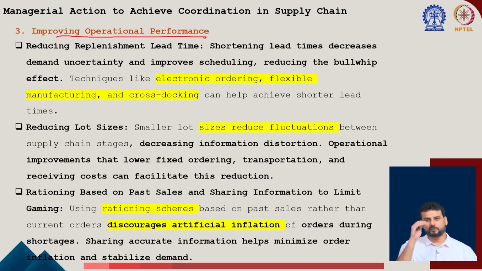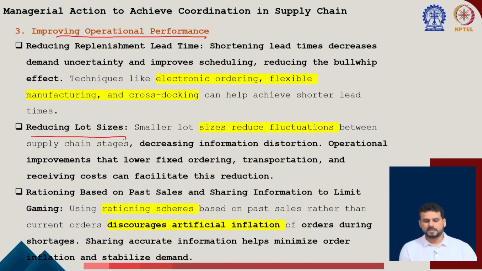So first, if you can reduce the lead time, you are sure about the information that this much order is required, you can process that order, and then you can reduce the lead time, the delivery time you require to deliver the product to the end customer.